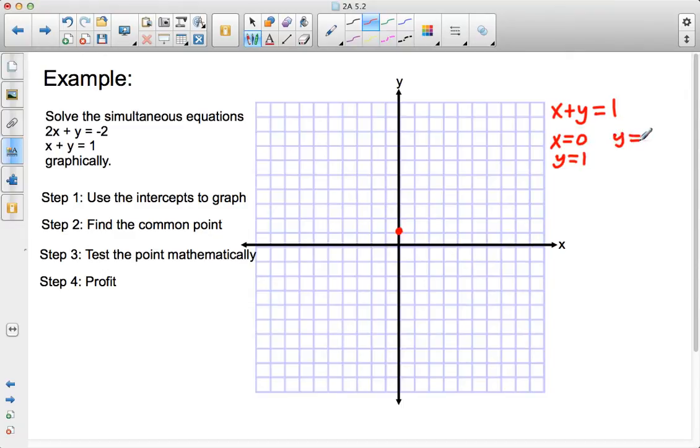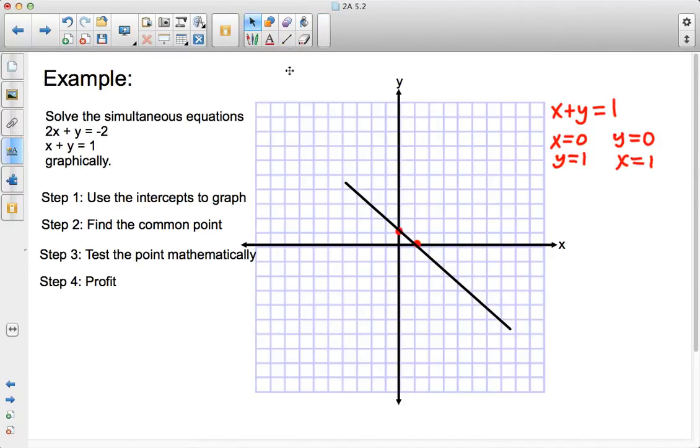Now I'm going to set y equal to 0. Well, if y equals 0, then I have x plus 0 equals 1, so x equals 1. So then I have my next point here. I'm going to draw a line from those 2 points, and I'm going to make sure it goes pretty far here. So let's see, this isn't going to be exact because I'm not at home using a ruler, but I'm going to go ahead and give it my best shot.